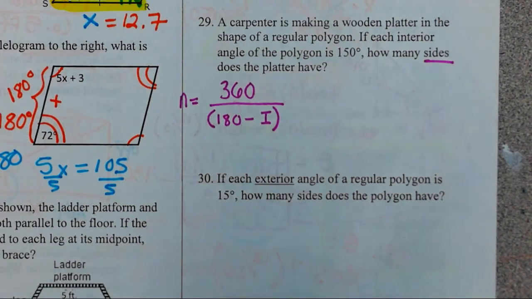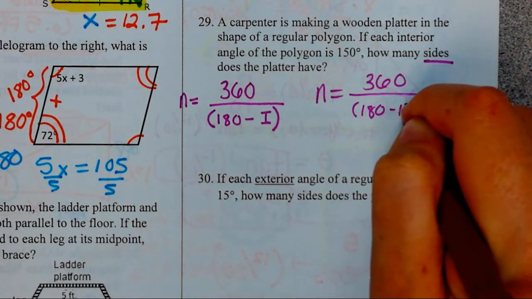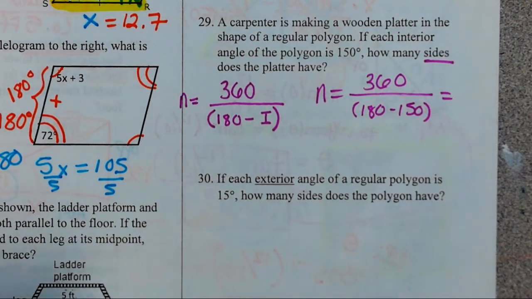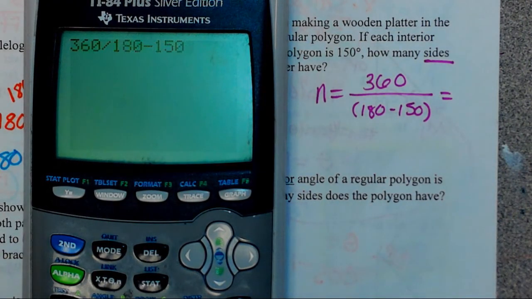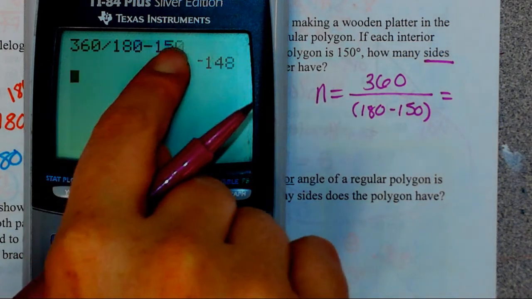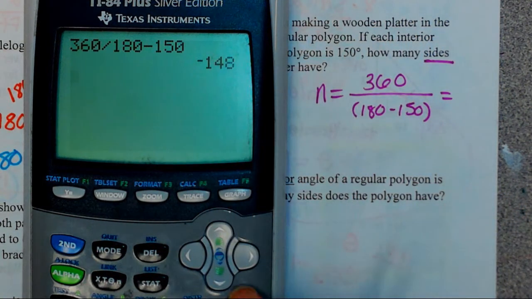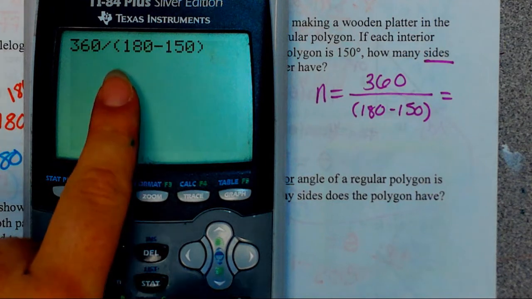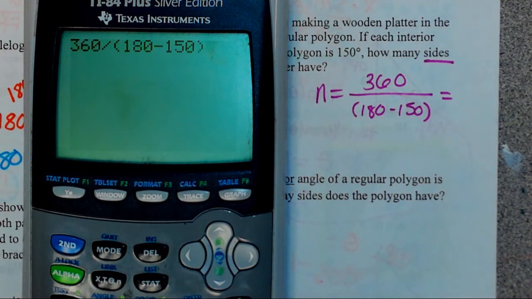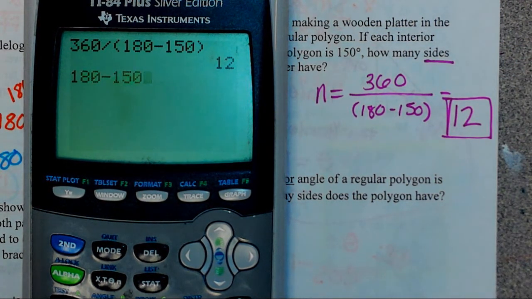Plugging things in, I would do 360 over 180 minus 150. The subtraction needs to come first. Don't do what I'm about to do, it's bad. Your calculator divides first and then subtracts, and it gives you this crazy answer. Obviously that's wrong, you can't have negative 148 sides. But if you put it in parentheses, that tells the calculator to do this first and then divide, and you get the correct answer, which is 12. You could also just divide first: 360 divided by 30 is 12.